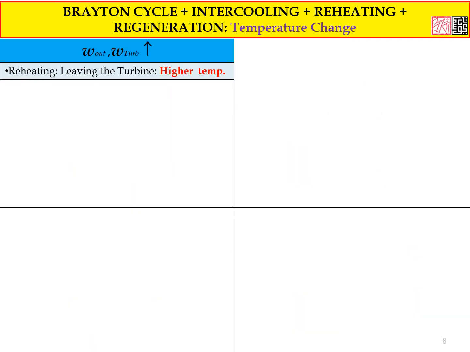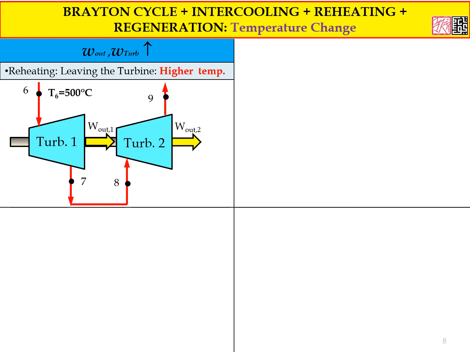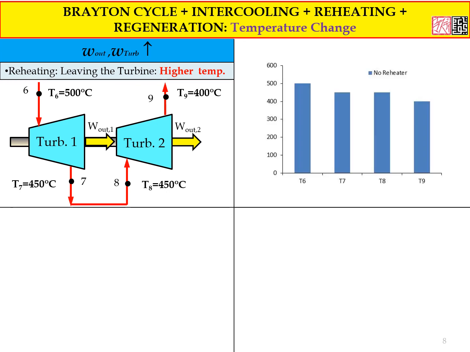Brayton cycle with intercooling, with reheating, and with regeneration due to the temperature change. Okay, now we look into the temperature change of the turbine. This is one case of the two stages of turbine without the regeneration. And as you can see, the temperature at state 6 is 500 degrees Celsius, and state 7 and 8 is 450 degrees Celsius, and at state 9 is 400 degrees Celsius.